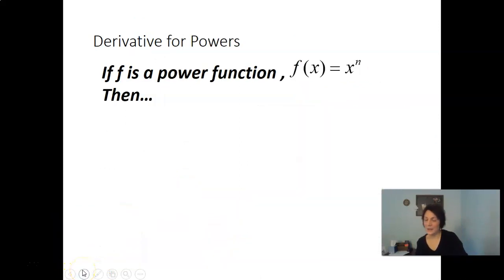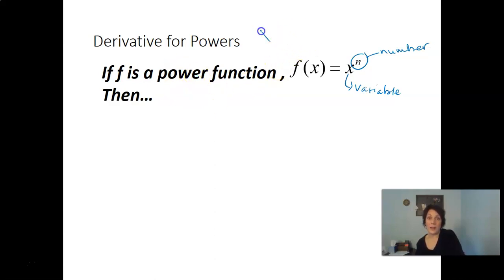Okay, the next one, everybody's favorite, the power rule. The power rule is good for only power functions. And let me be very clear about what we mean by a power function. We mean a base of x or some other variable, and we mean an exponent that is a number. That is very specifically what we mean by a power function.